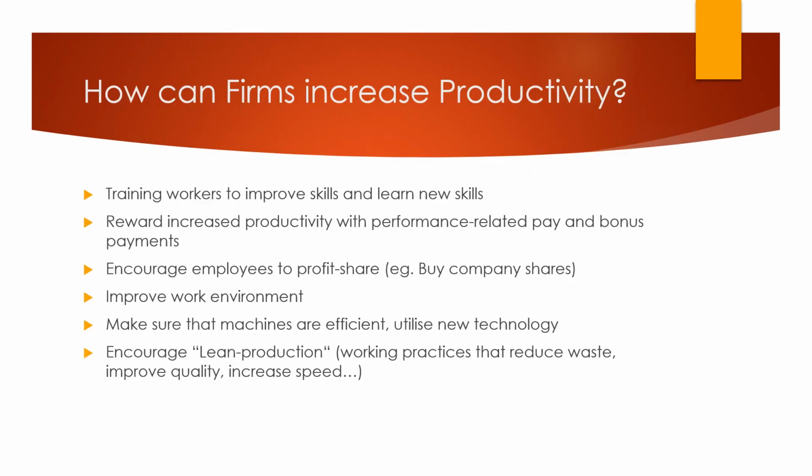So, we know what productivity is. It's a measure of efficiency of production. How can firms increase productivity? Well, they can train the worker to improve skills and let the worker learn new skills. They can reward the worker. They could give performance-related pay or bonus payments. They could encourage their employees to profit share. For example, if I've bought company shares or if I've been given company shares, then I would like to have my company being profitable.